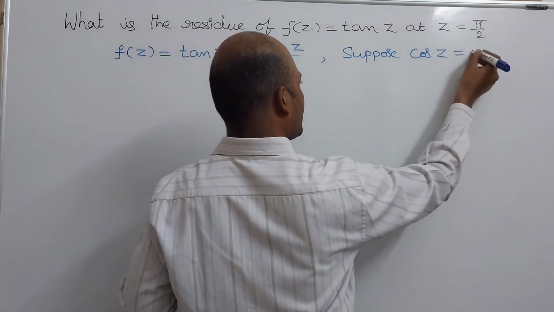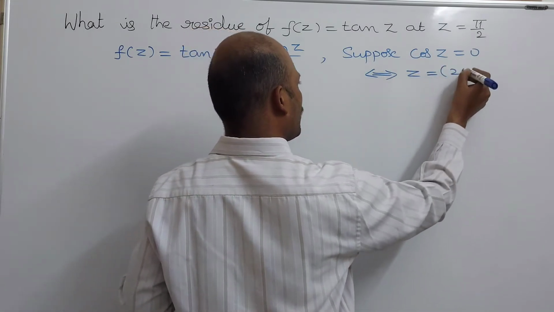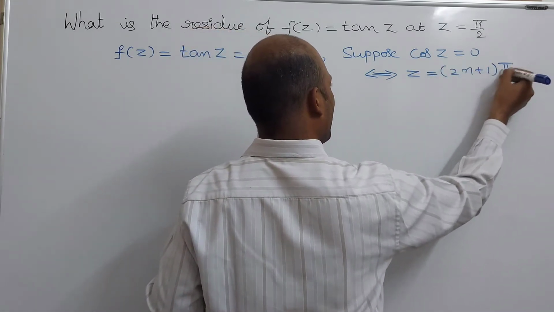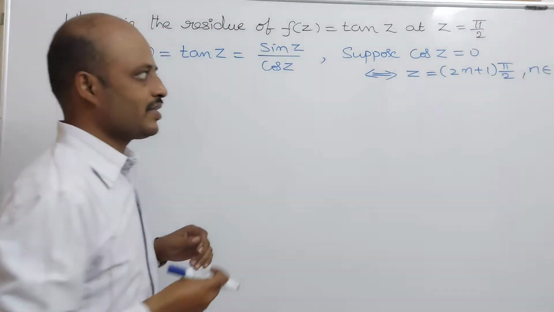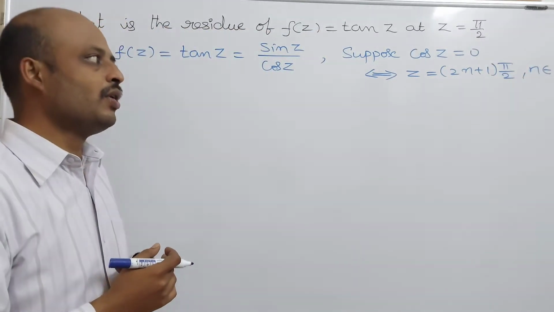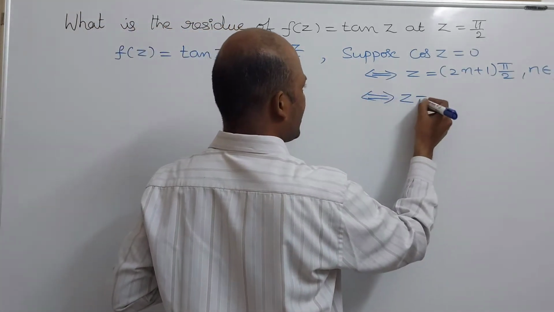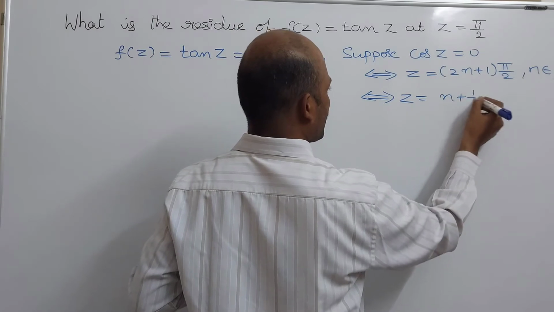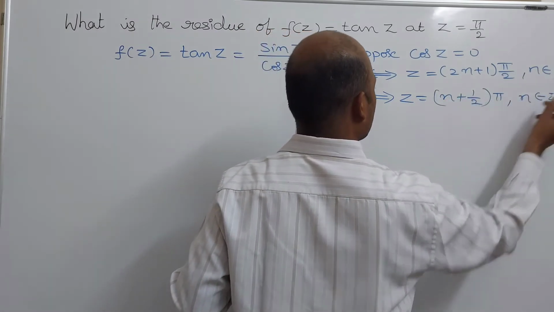Suppose cos z = 0, which is implied by and implies z = (2n+1)·π/2, where n belongs to Z, the integers. That is, z = (n + 1/2)·π, where n belongs to Z.